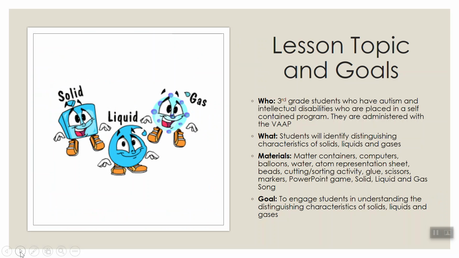So who will I be teaching? I will be teaching third grade students who have autism and intellectual disabilities who are placed in a self-contained program. They are administered the VAP, or the Virginia Alternate Assessment Program. This means they do not take the SOLs and go by the ASOLs, or the Aligned Standards of Learning.